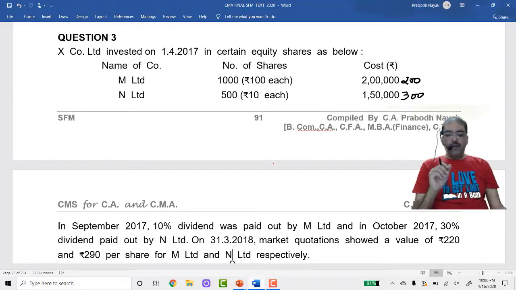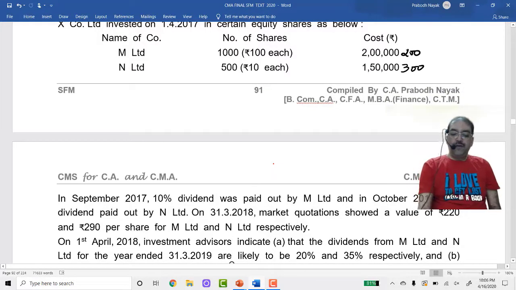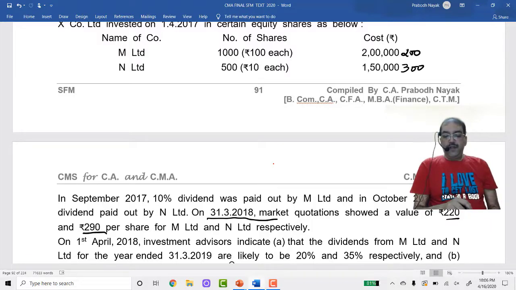Next, they have given that in September 2017, a 10% dividend was declared by M Limited, and in October 2017, a 30% dividend was paid by N Limited. On 31st March, market quotations showed a value of rupees 220 and 290 per share. This is at the end of the year. 220, this is P1 for the first year.